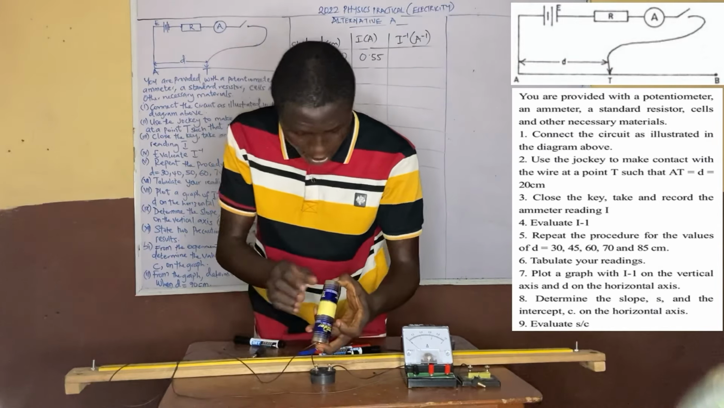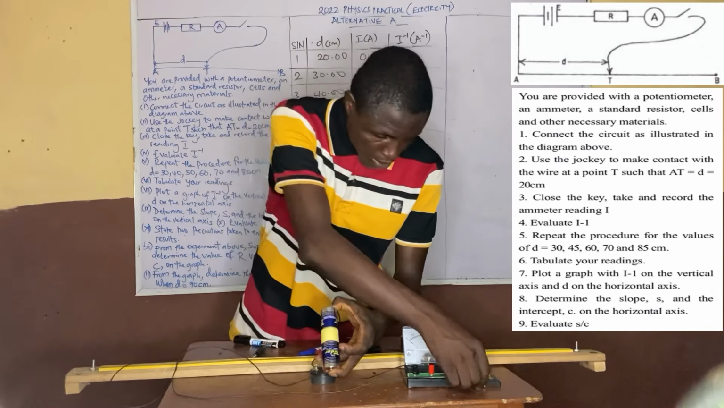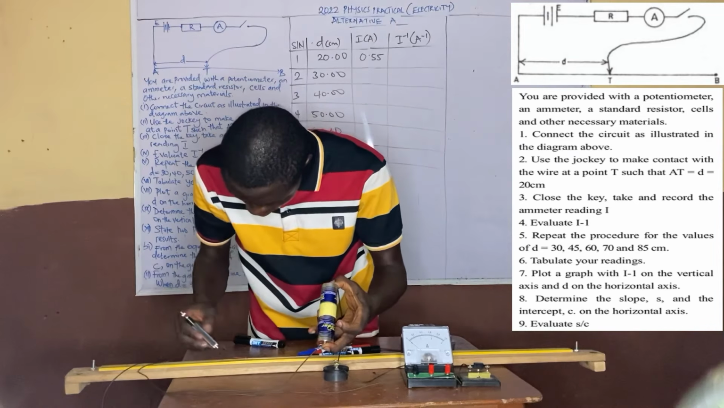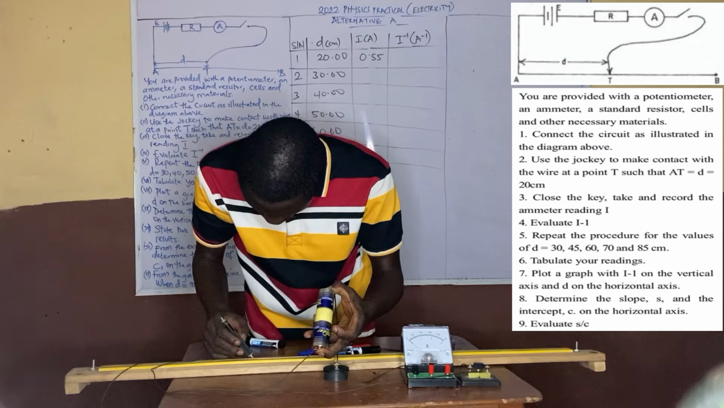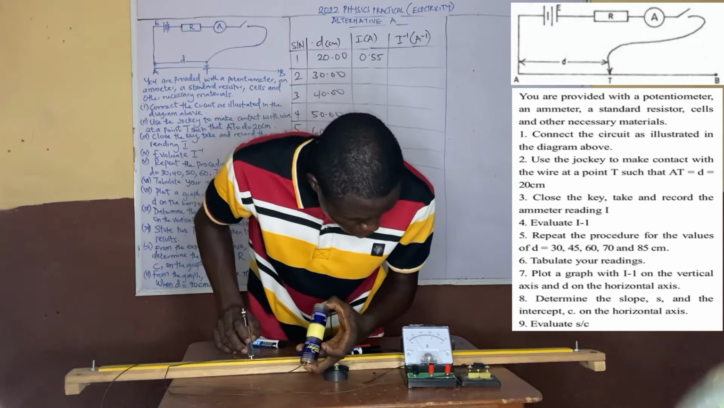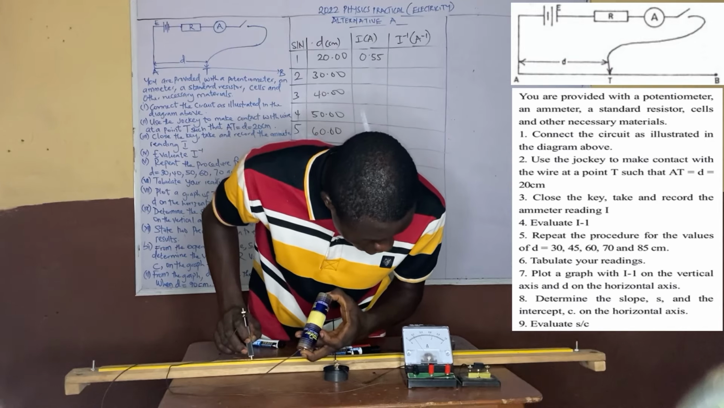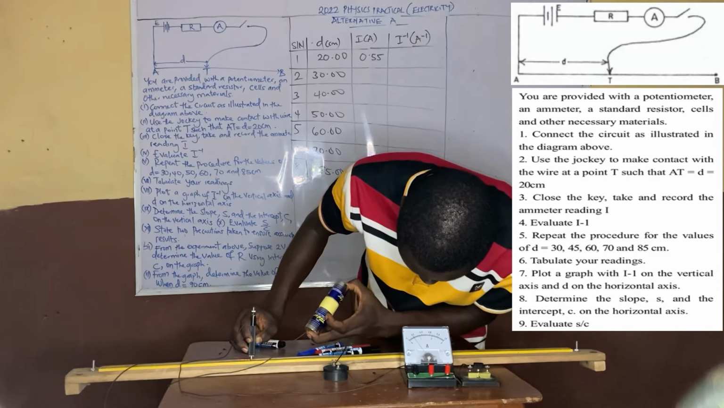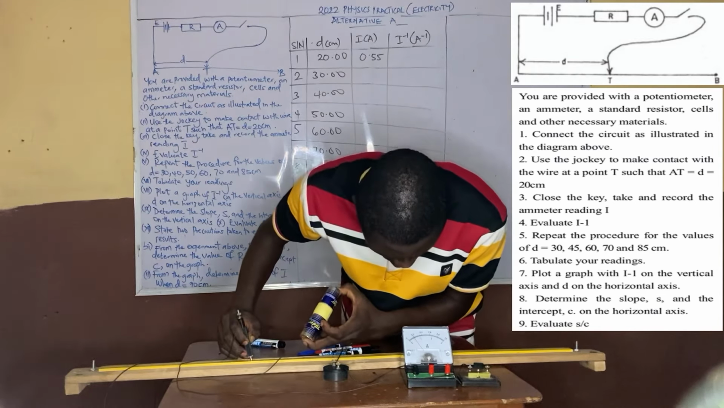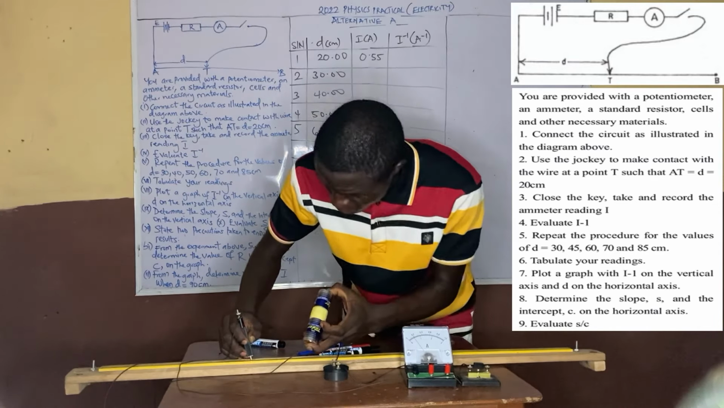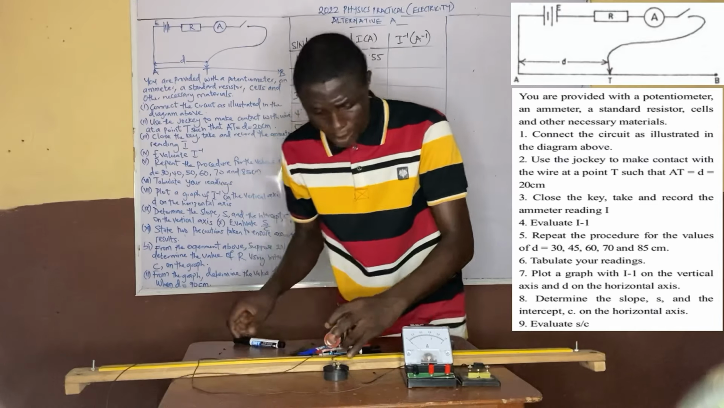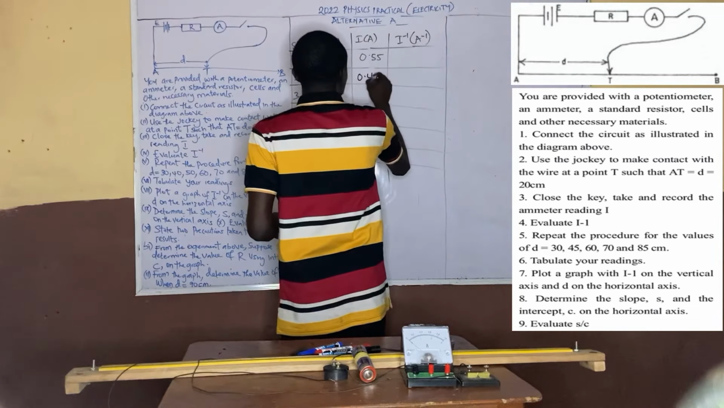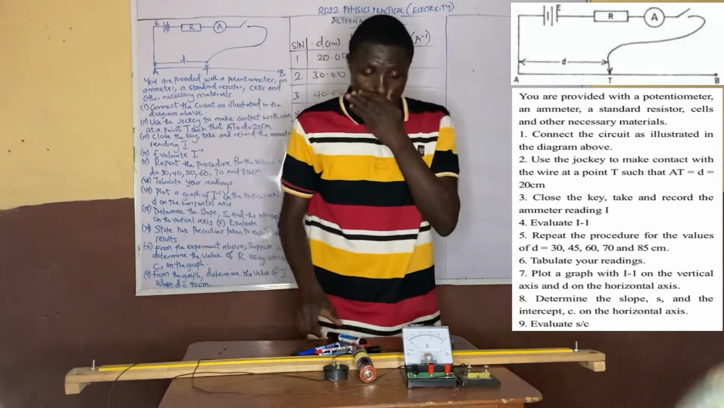So now, close the key, then to the 30 now. Here we have below, it's not up towards, this is 0.45. So we have 0.45. I'll plug this one. 0.45. So that's that.